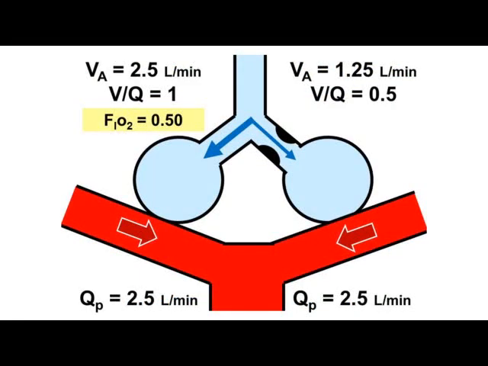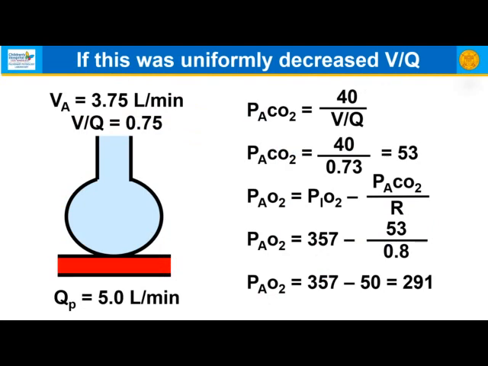So let's go back to our original situation. Normal VQ here, VQ ratio of 0.5 here. We had a lot of problem with oxygen, so let's give supplemental oxygen and see what happens. If this were a uniform process, the overall VQ ratio would be 0.75. That would give us a PCO2 of 53, and because of the supplemental oxygen, a PO2 of 291.